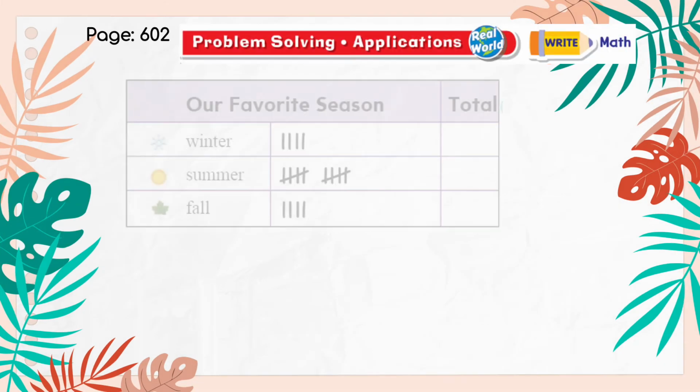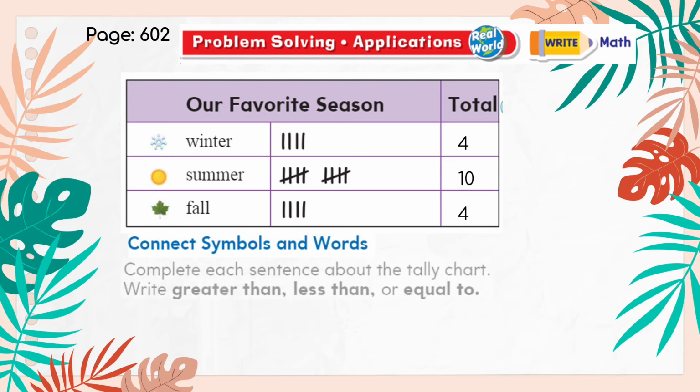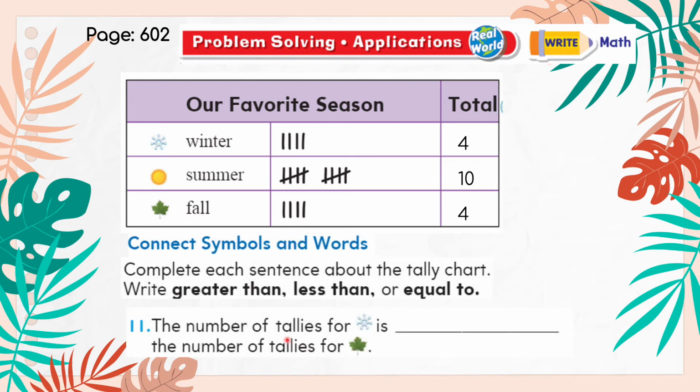On the same page, same question, let's look at the other part. The number of tallies for winter is dash, the number of tallies for fall. For both of them we have 4. So are they greater than, less than or equal to each other? 4 is equal to 4. So we will write the number of tallies for winter is equal to the number of tallies for fall.